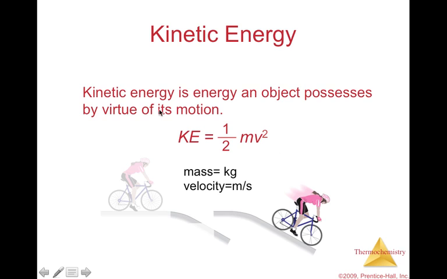Now, the formula for kinetic energy is equal to 1/2 mass times velocity squared, where the units for mass are kilograms and velocity is in meters per second. If you plug that in and square them, you'll end up with the same units as potential energy: kilograms times meters squared over seconds squared.